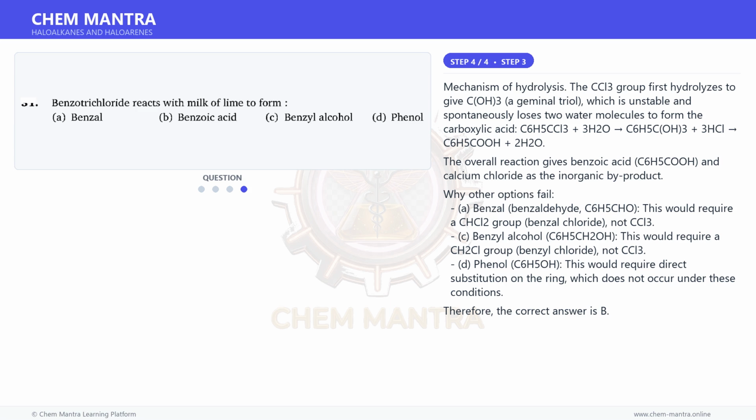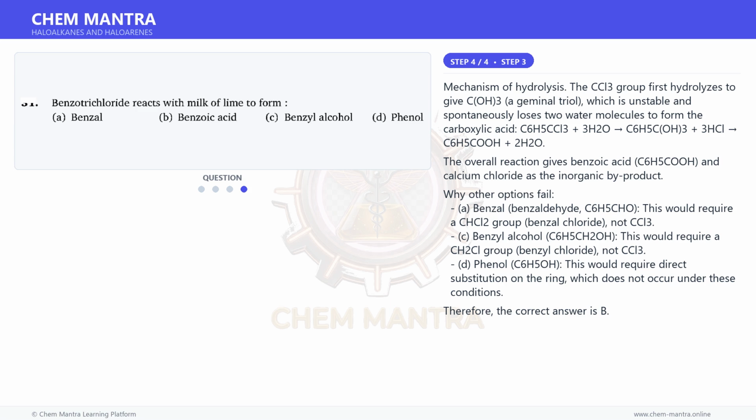Why other options fail? A. Benzaldehyde, C6H5CHO. This would require a CHCl2 group, benzal chloride, not CCl3. C. Benzyl alcohol, C6H5CH2OH. This would require a CH2Cl group, benzyl chloride, not CCl3.